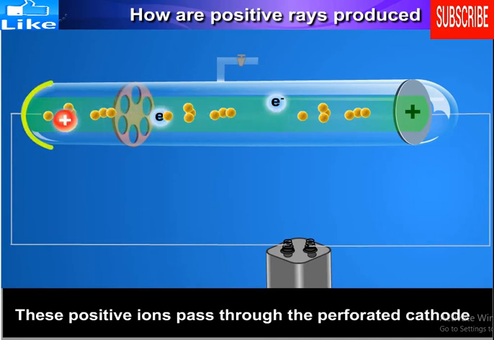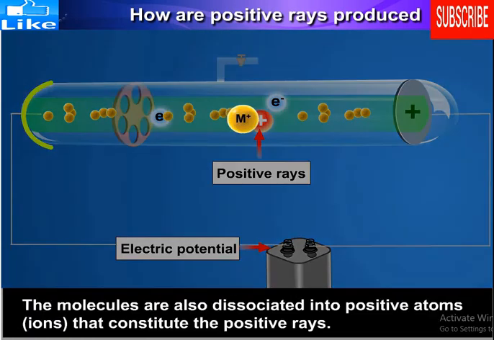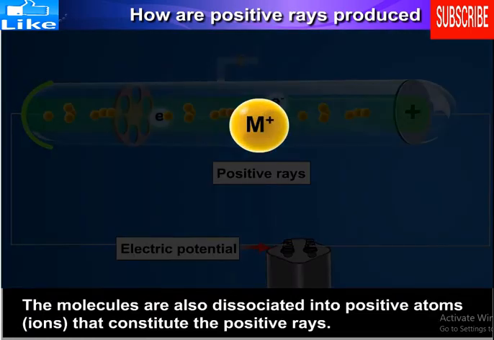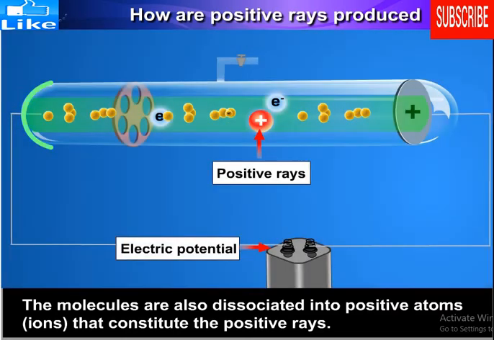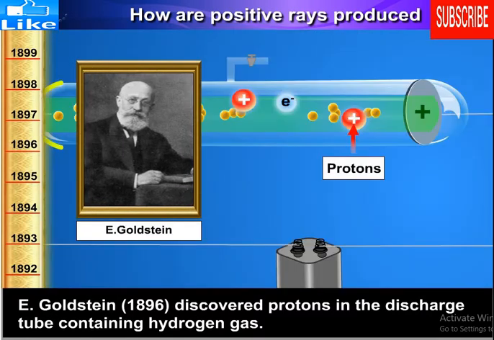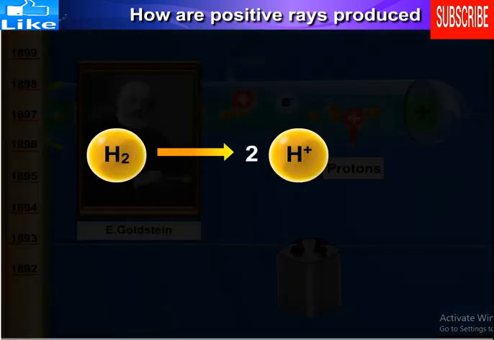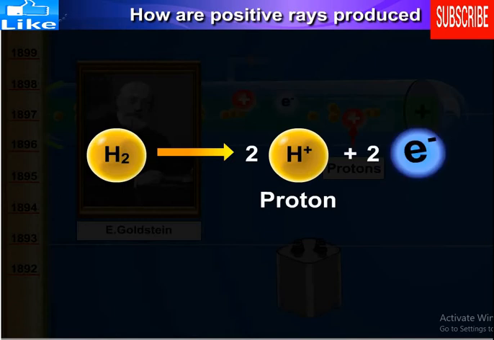These positive ions pass through the perforated cathode and appear as positive rays when electric discharge is passed through the gas under high electric potential. The molecules are also dissociated into positive atoms, or ions, that constitute the positive rays. E. Goldstein, in 1896, discovered protons in the discharge tube containing hydrogen gas. H2 gives 2H⁺, that is, proton, plus 2e⁻.